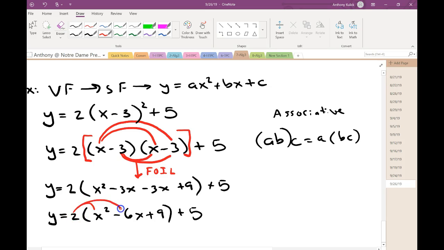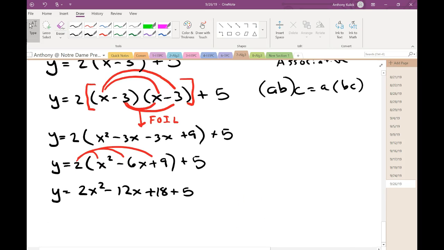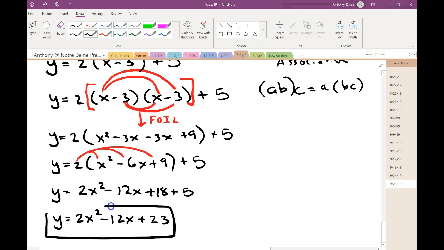And now let's distribute that 2 through. So we'll do that second multiplication. So that's 2x squared minus 12x plus 18. And then we're just going to add that 5 to the 18. So this is our standard form version of that vertex form equation.